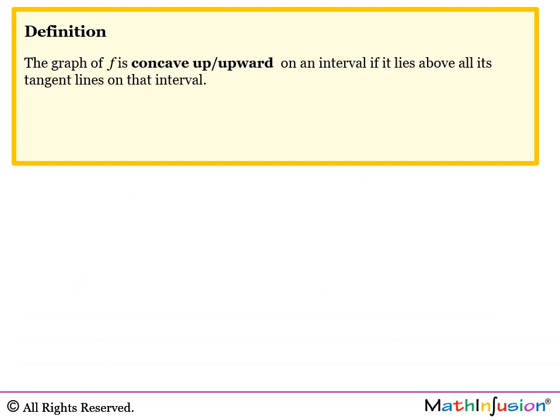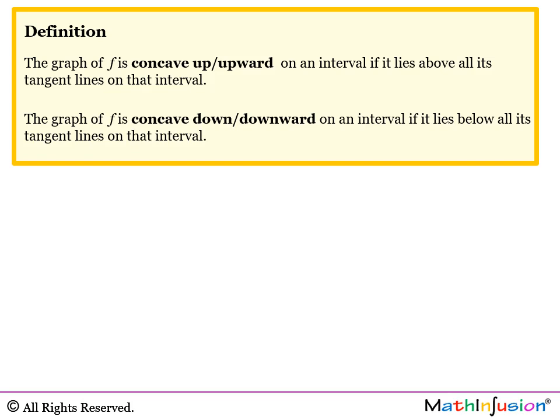Definition: the graph of a function is concave up or upward on an interval if it lies above all its tangent lines on that interval. The graph of a function is concave down or downward on an interval if it lies below all its tangent lines on that interval.